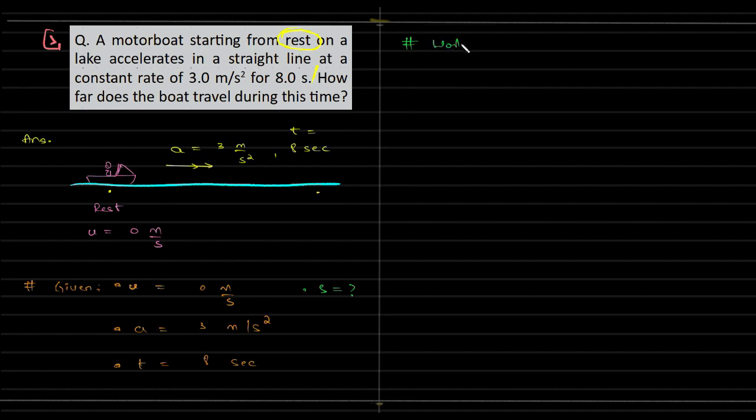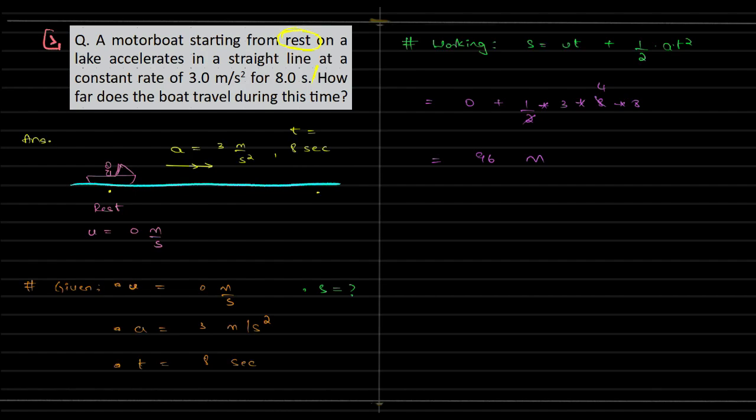Now we have the working. So we have s is equal to ut plus half at squared. So that would be equal to u is 0, plus half into acceleration, which is 3, into time, which is 8, into 8. Alright, it looks bad. 8 times 8 is 64, half of that is 32, times 3 is 96. So 96 meters. That is the distance the boat has traveled.